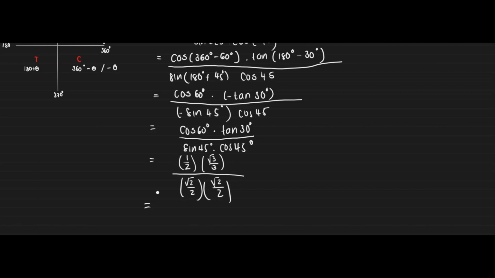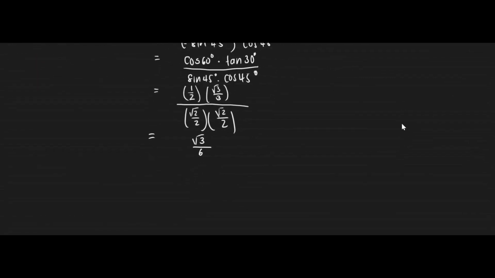So if you say 1 over 2 multiplied by root 3 over 3, what's that going to give you? The numerator is going to be root 3 divided by 6, right? Then you're going to do that for the denominator. What is this going to give you? If you say root 2 divided by 2, multiplied again by root 2 divided by 2, the denominator is going to give you a half.